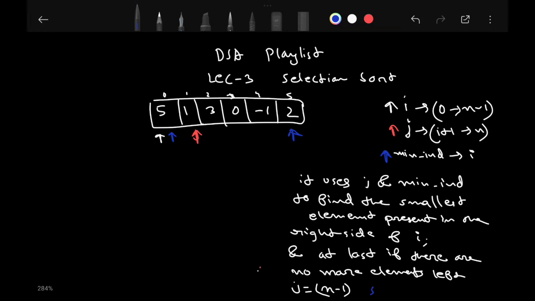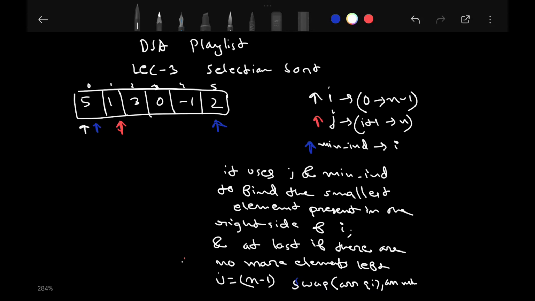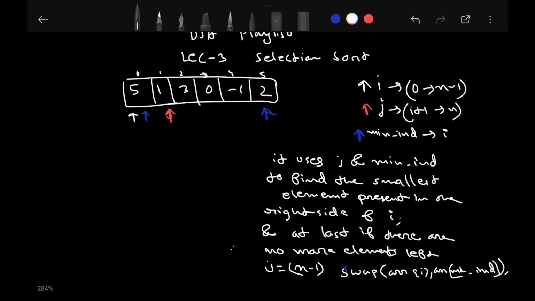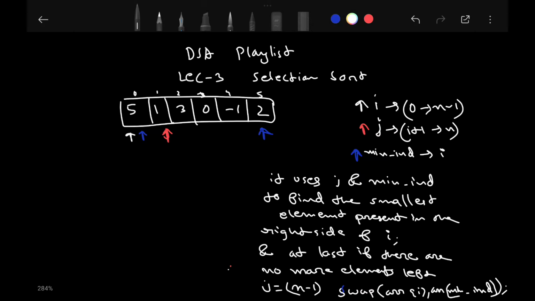We perform a swap operation. We perform a swap operation with whom? Between arr of i and arr of min index. Between arr of i and arr of min index, we perform a swap, and that basically gives us our result. Okay, I hope you got it clear, and it will be more clear as I show you the explanation down the array as I perform the selection sort on this particular array.